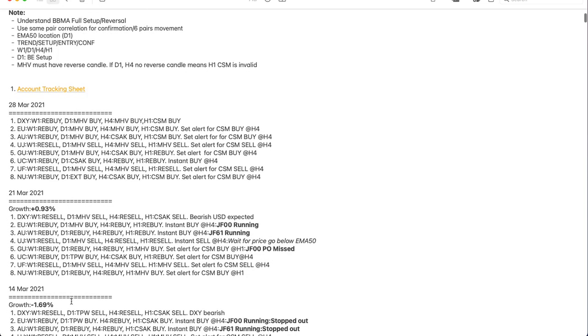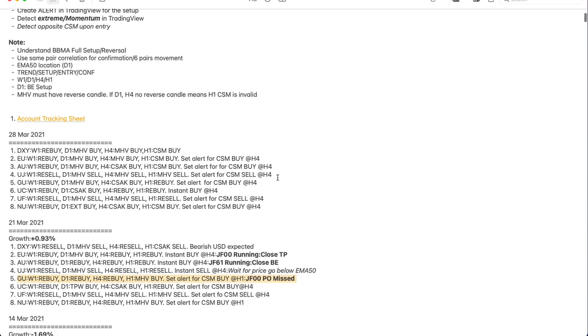Let's look at last week's trade performance. After the losing week in the second week of March, we finally got a positive week last week with plus 0.93%, a little bit short of 1%. So we had 2 trades running. This one closed with TP and this one closed break even. Sorry, I forgot to write it down. The third one, we got the signal for GU. However, the pending order was missed because price did not retrace to our level. Okay, that's okay.